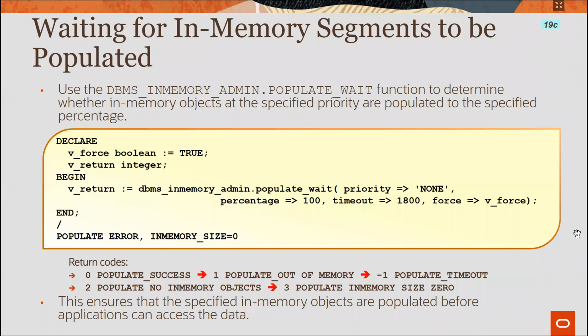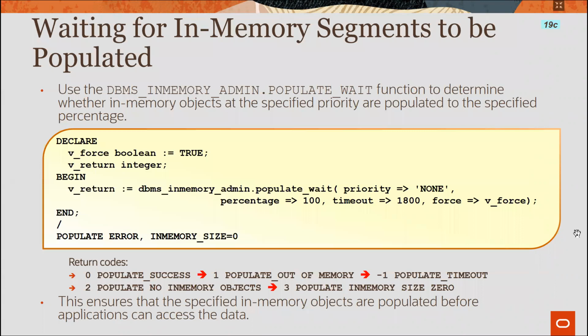Looking at some of our availability. When we start populating data into memory, we need to understand how long it's going to take to get that data there. We'd like to know about the priority that we set on the data and how quickly it is getting into memory. So we can look at the populate wait to find out how that data is being populated in memory. You can have it by different percentages of how much data you're looking for to determine how long it's taking to get up there.